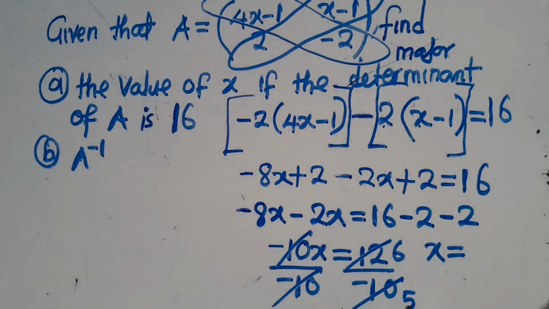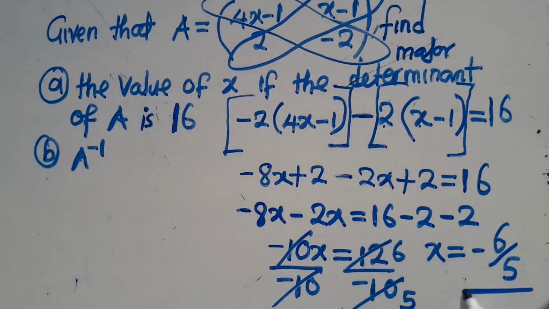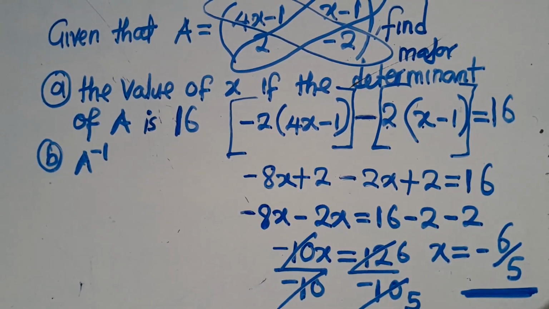There, you get 5. So negative goes on top, just the same as negative 6 over 5. This is the answer. So this is our answer. This is what you are supposed to do, just like this. So these are some of the things that you need to know.